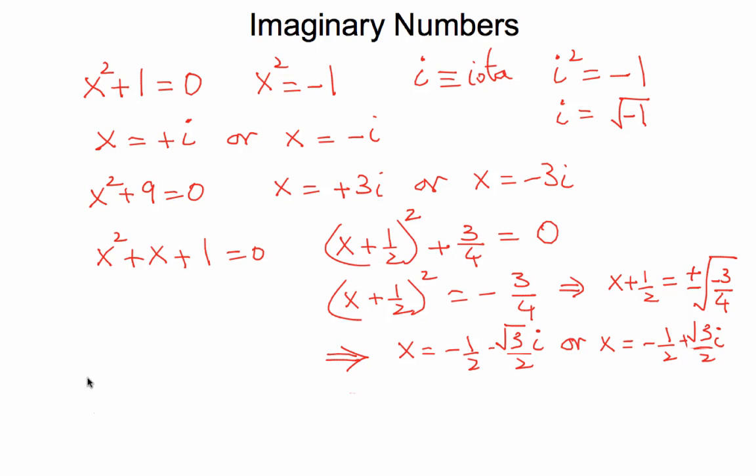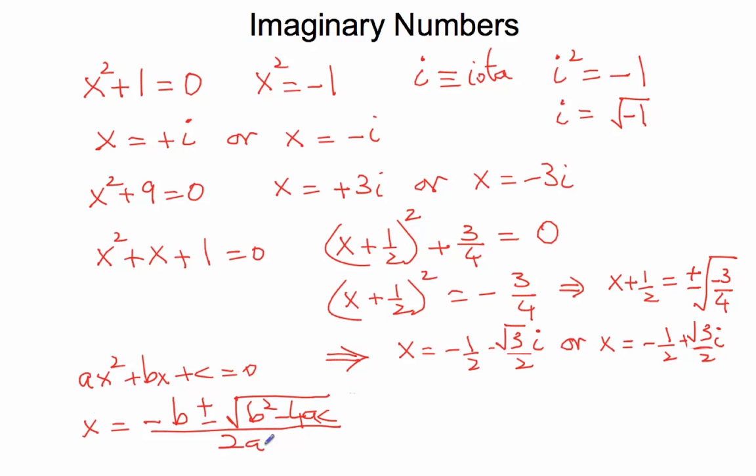More generally, if we had something like this, ax squared plus bx plus c equals 0, then we'd solve this in the usual way. x equals minus b plus or minus square root of b squared minus 4ac over 2a. And again, if what was inside over here was negative, then we would get an imaginary number once again. So you see that for quadratic equations, it is absolutely essential to have this square root of -1 defined.